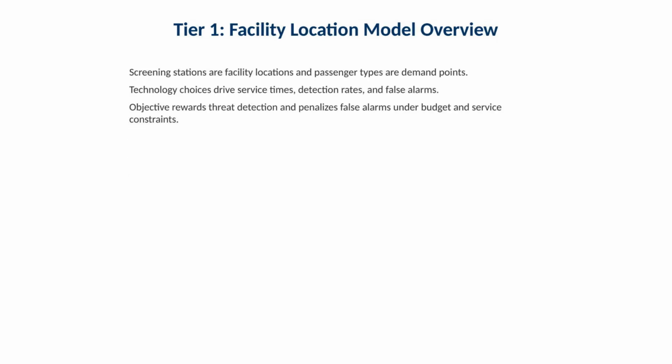Tier 1 models the checkpoint as a facility location problem. Think of each screening station as a location you can open and equip, and each passenger risk category as a demand group that must be routed somewhere. The value of this framing is that it forces a full accounting of trade-offs. You want high detection, but you must also manage false alarms, service times, and budget limits.